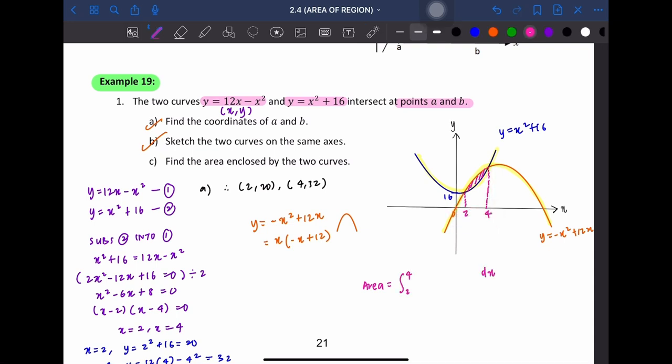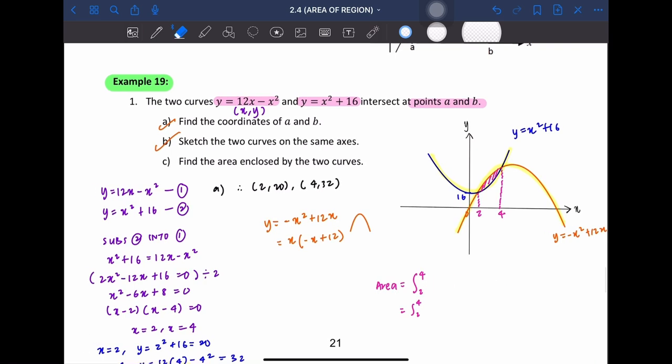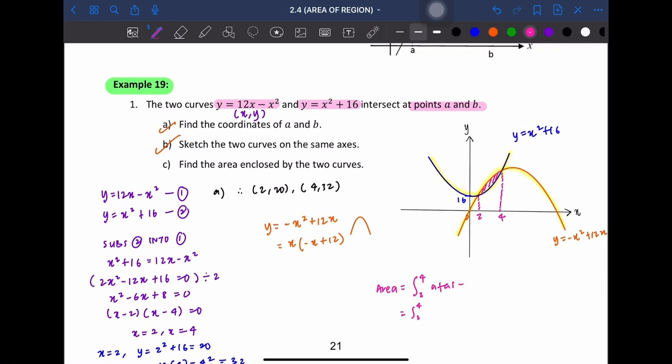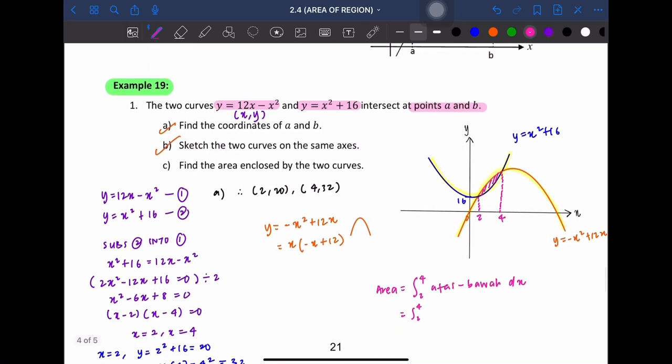So for the x, the formula is kanan tolak kiri. Kanan tolak kiri. Okay, so from 2 until 4, so sorry, atas tolak bawah, my bad guys. Atas tolak bawah. Okay, so daripada atas, awak jumpa curve mana dulu? This curve, this is this one. Okay, so substitute the value.